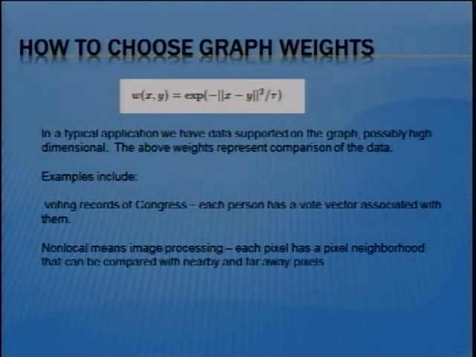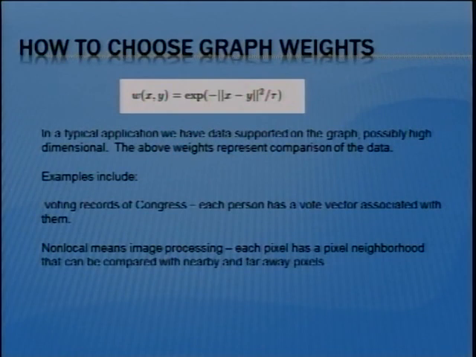So now I want to describe how we're going to define our graphs. So in a typical application, we have a huge data set, but each piece of data is sort of structured the same as every other piece of data. So one example might be, you look at the Congress and you look at how they vote, and so everybody has the same list of votes, just they have different votes, right? So we're going to look at that example.